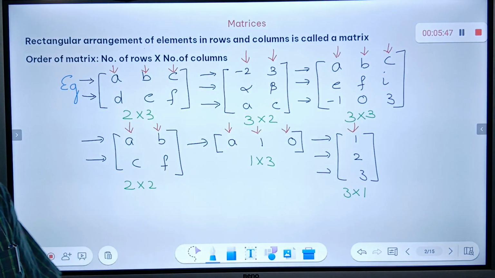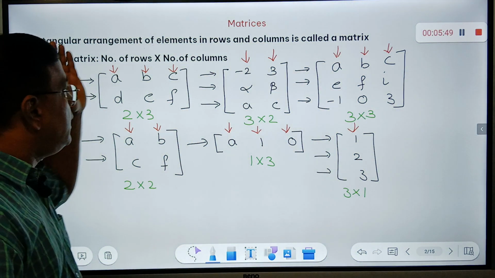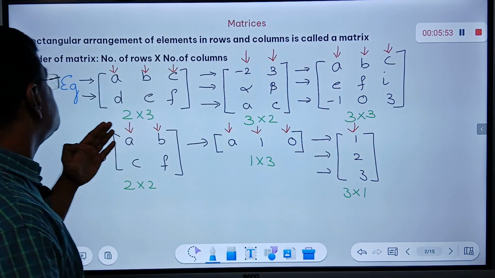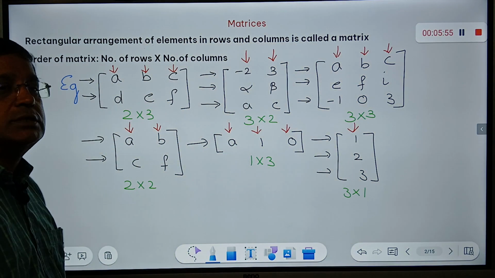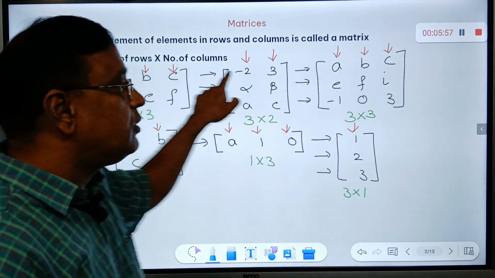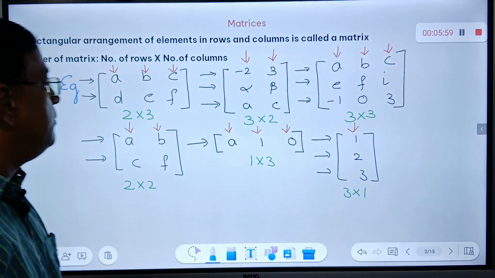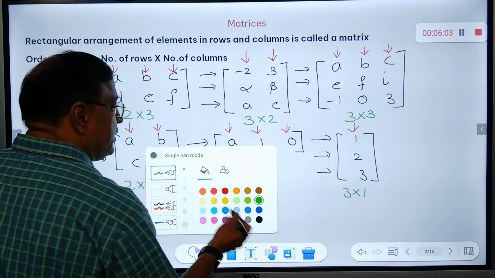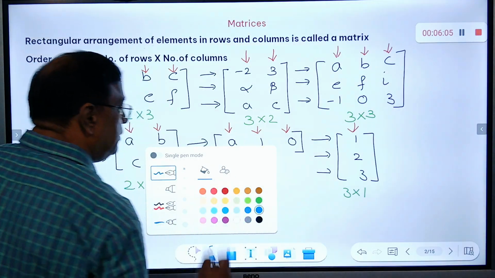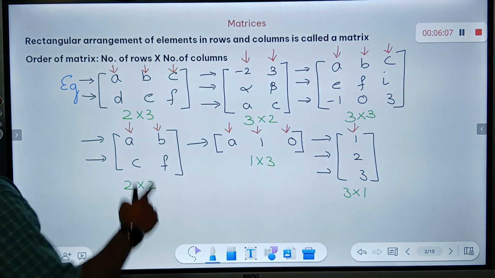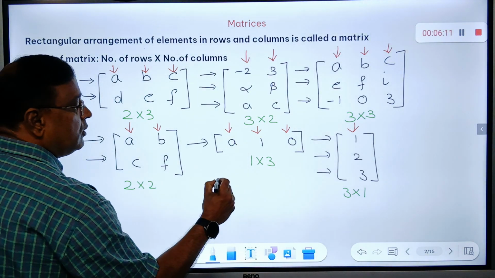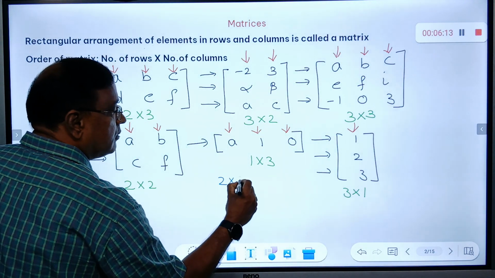3 by 1. So a rectangular arrangement of elements in rows and columns is called a matrix, and we have also discussed how you define the order of a matrix. Now, what is the general notation of a matrix? How do I represent a matrix in general? Suppose I want to talk about a matrix of order, say, 2 by 3.